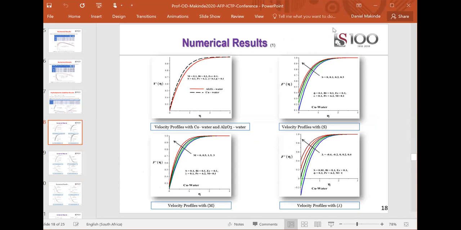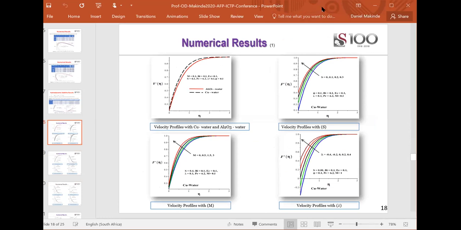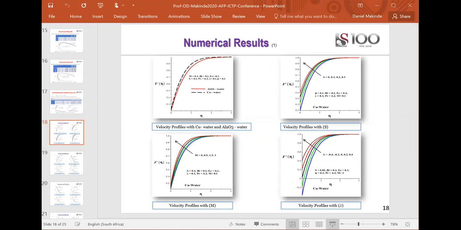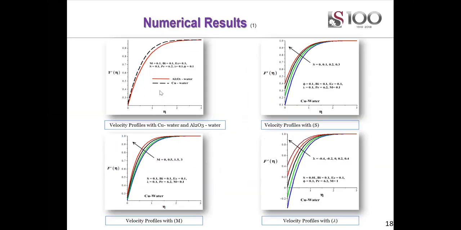Now, from here, you can see what we have for alumina and copper. Copper will be a better coolant. It flows closer to the surface than alumina water. The boundary layer thickness of copper water is smaller than that of alumina water, so copper water will give you a better coolant. And that is what we have there.